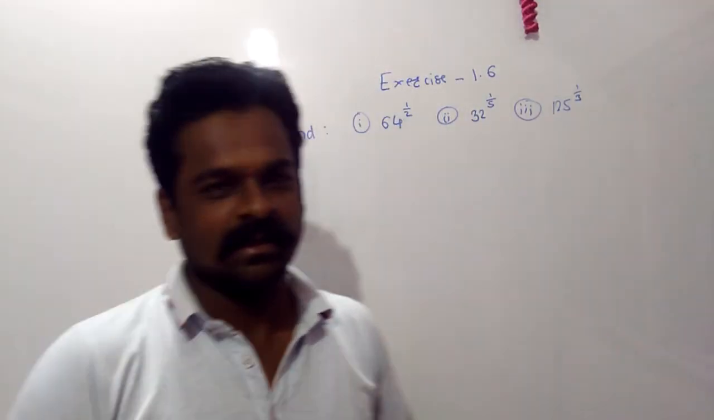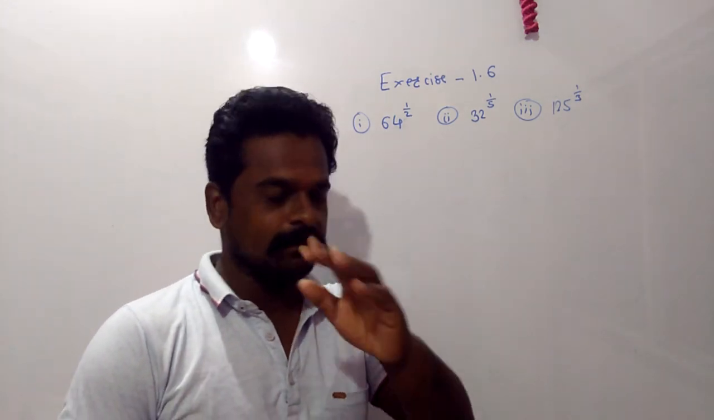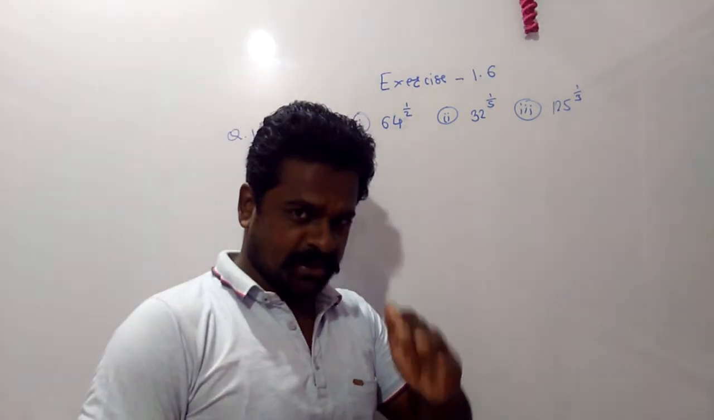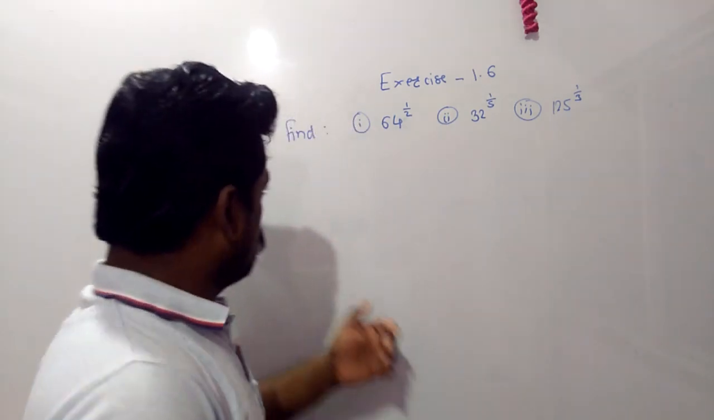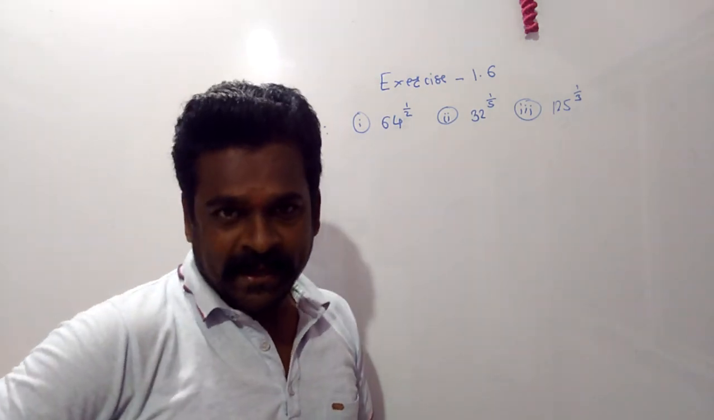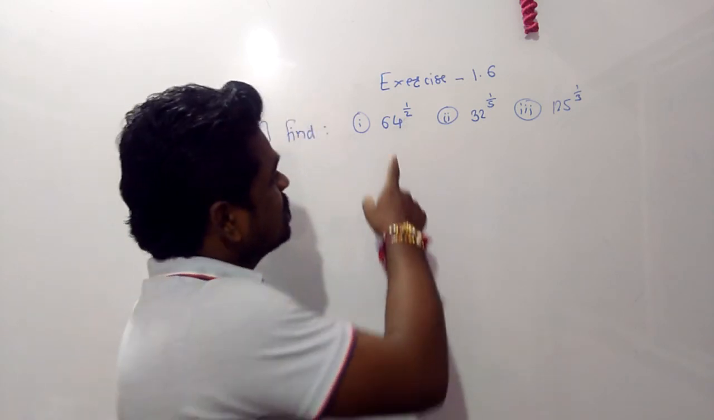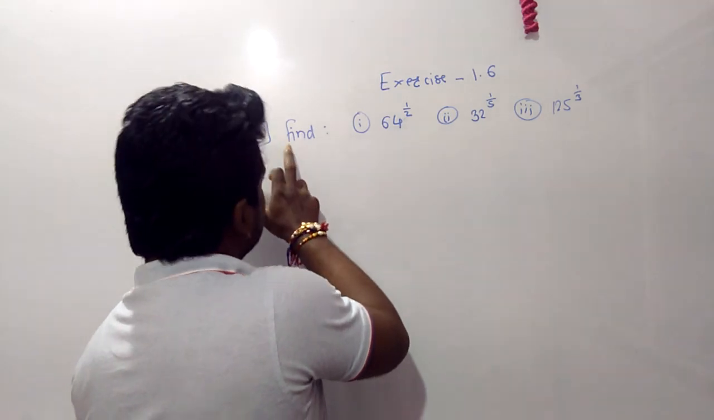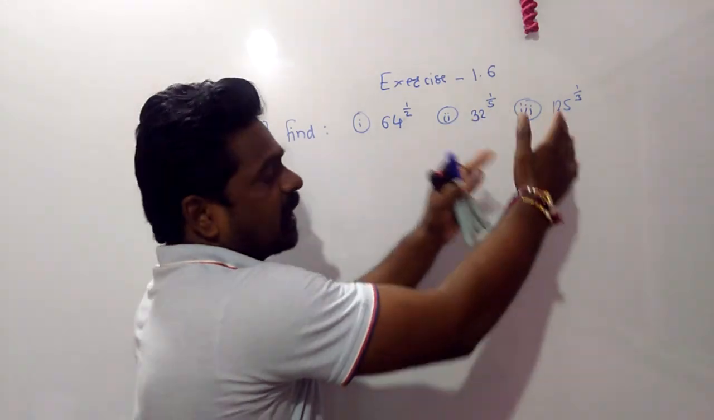Hello dear friends. As you know, we are discussing chapter number 1, the number system, and we are at the very last stage of this chapter, exercise number 1.6. The concepts related to this exercise, some operations on indices, we saw in the last lecture. While discussing exercise 1.6, the first question is to find these values. That means some expressions are given to us.